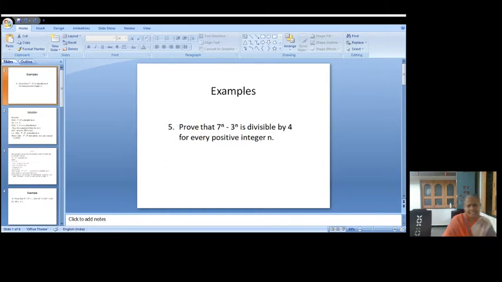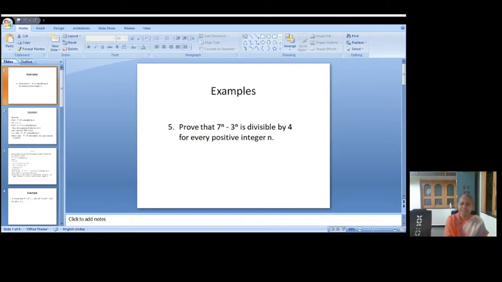In the last lectures we have seen some examples of the first principle of mathematical induction. Today we are going to see another example: 7 raised to n minus 3 raised to n is divisible by 4 for all positive integers n.